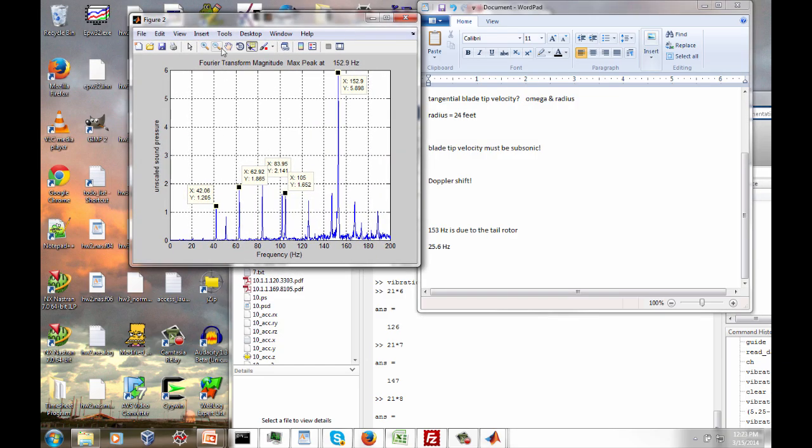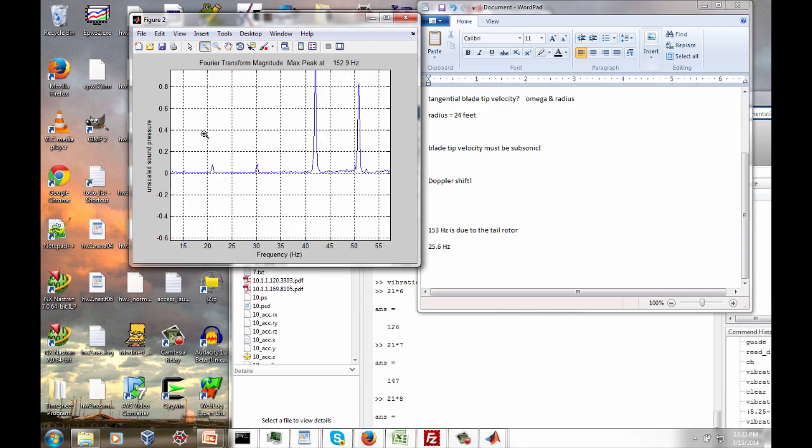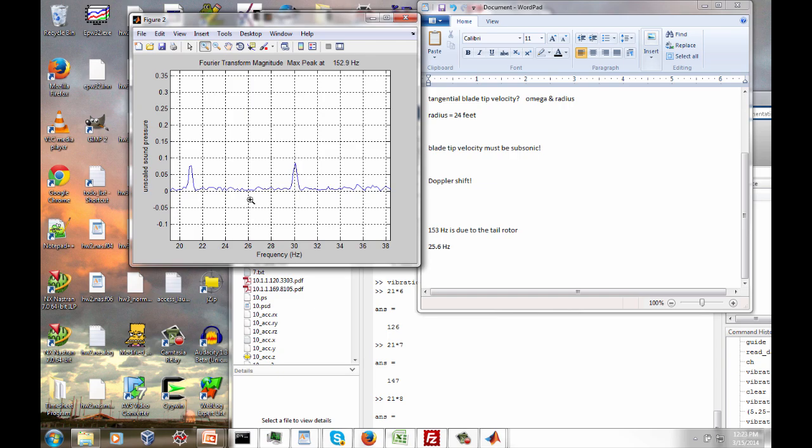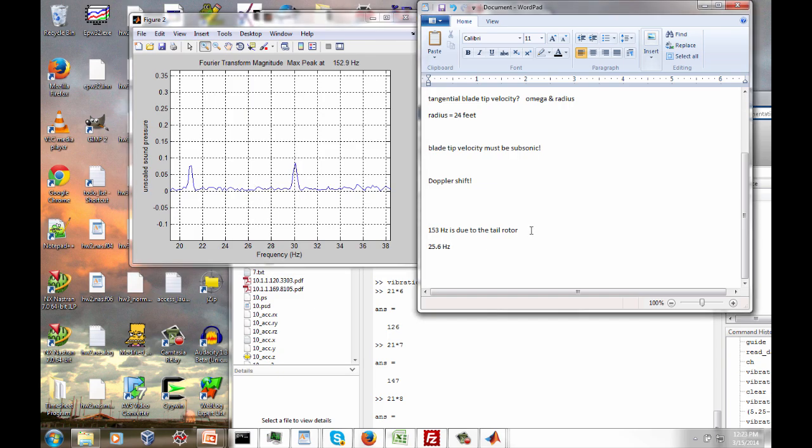And maybe what we really ought to do is just go back to our data here. Let's see. Is there anything going on at 25.6 hertz? And the answer is no, because that's going to be the hub frequency.